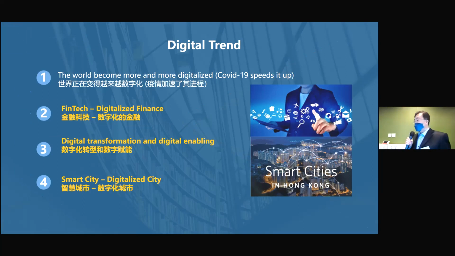Now everyone can see we are living in the digital age, and the whole world is becoming more and more digitalized, and COVID-19 sped this process up. Because of social distancing, people are now getting connected by digital instruments like computers and iPhones. This is also why we introduced this program, the Doctor of FinTech program.